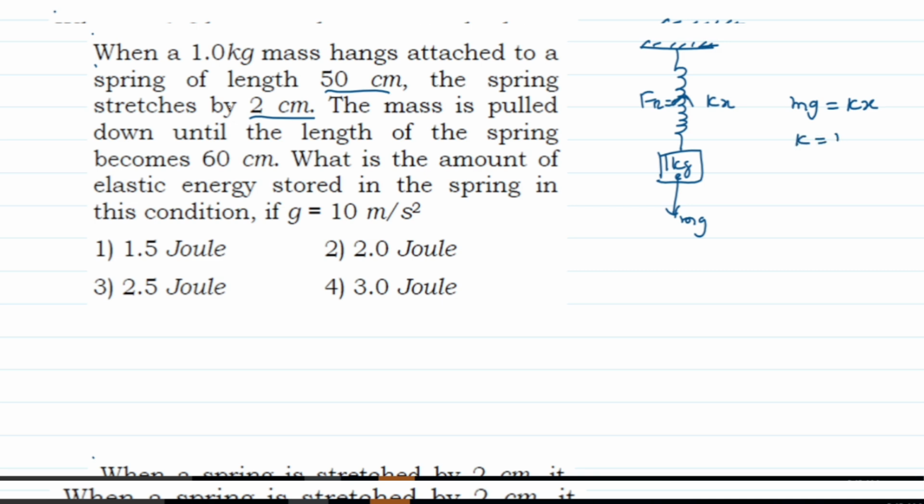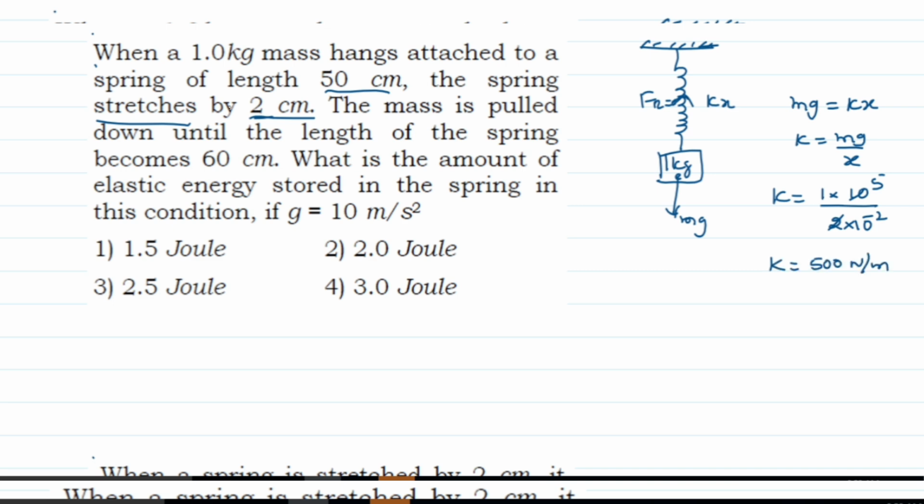Then k equal to mg by x. Mass is given as 1 kg and g value you can take as 10, by x value, it is given that it stretches by 2 centimeters, you have to convert 2 into 10 power minus 2 meter, and here 2 5 times, 5 into 10 power 2. Here k value we have calculated as 500 Newton per meter.